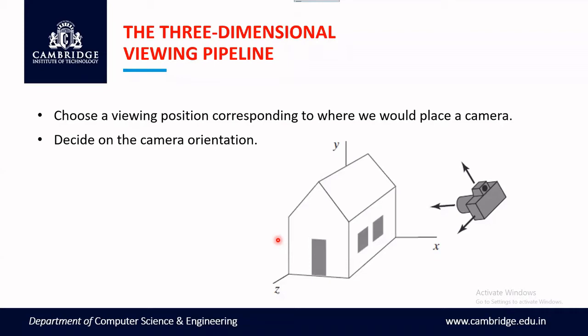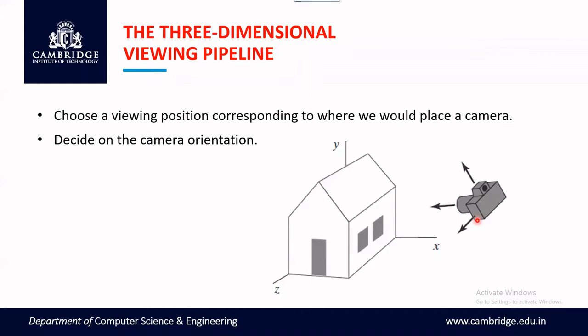Now this process is similar to taking a picture with a camera. Of course, it's not the digital camera, it's the olden days camera where the film roll is placed at the back of the scene. So when you take a picture, the picture will be seen on the film roll. Now, what are the things that we have to do?